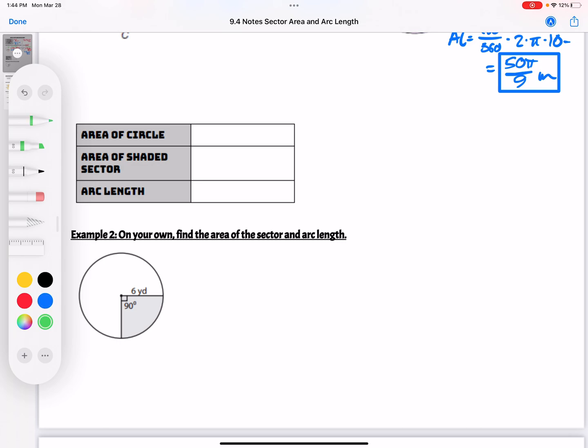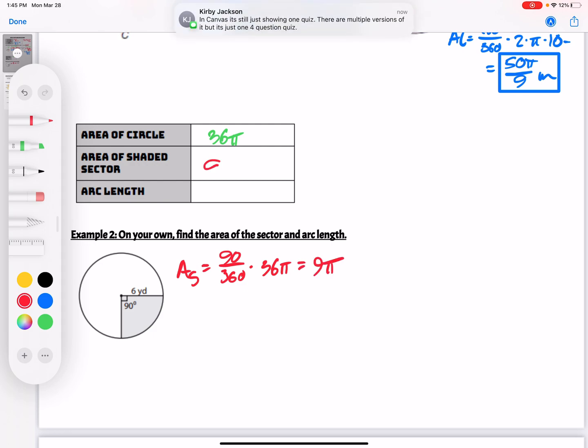All right. Area of the circle is pi r squared, which is 36 pi. Area of the shaded sector, area of our sector equals 90 over 360 times 36 pi. 90 over 360 is 1/4, so this is 9 pi. Got ahead of myself. 9 pi yards squared.